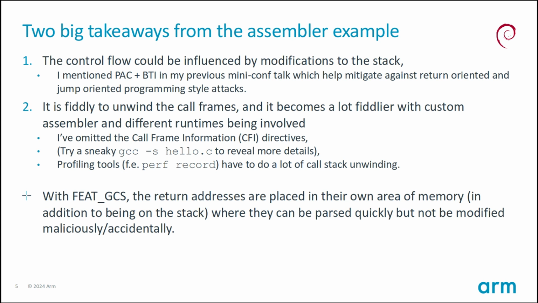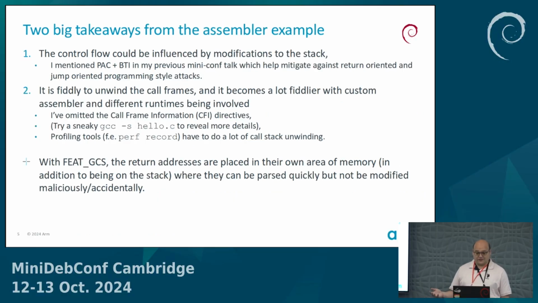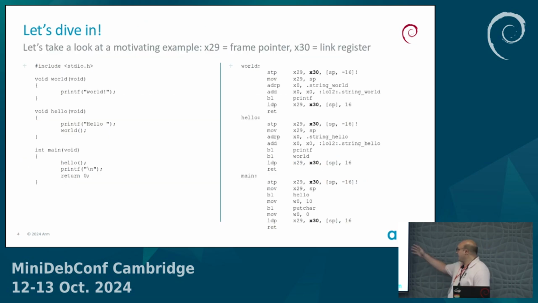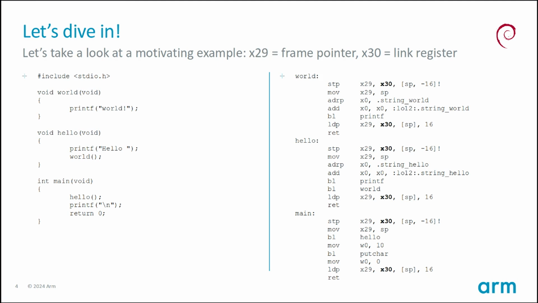So I talked about this a bit last year as well. If we put the return address on the stack, that's open for manipulation by somebody doing something nefarious. So the control flow can be attacked. PAC and BTI that I talked about in the previous MiniConf talk do address return-oriented and jump-oriented programming style attacks. The other thing about storing the return address in the stack is it's an absolute pain in the backside to get a list of return addresses.